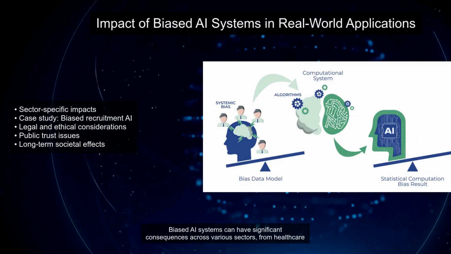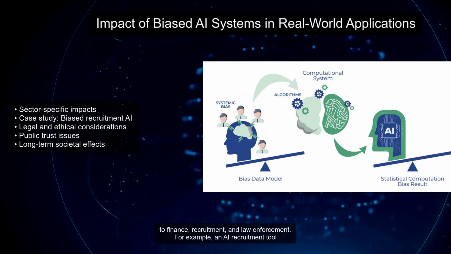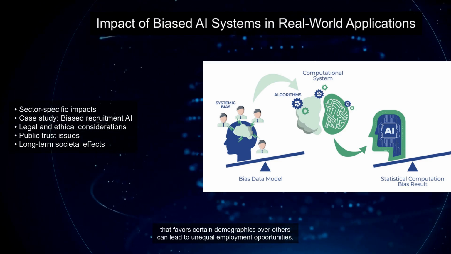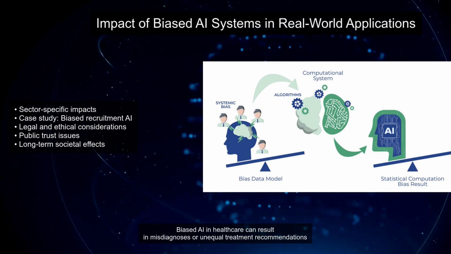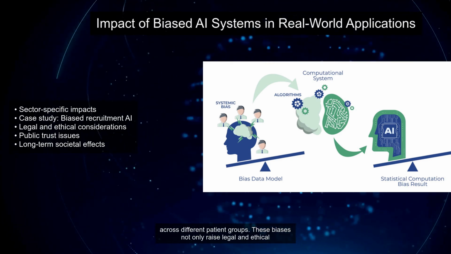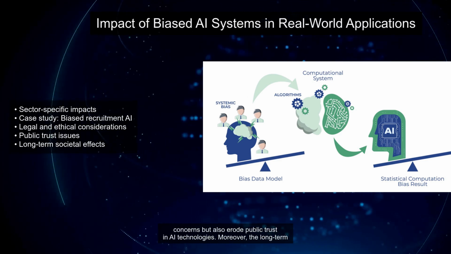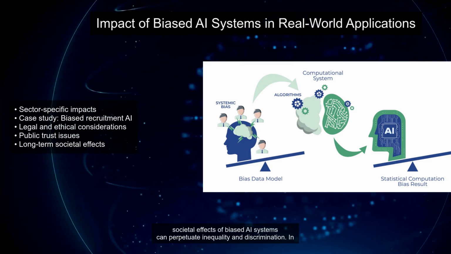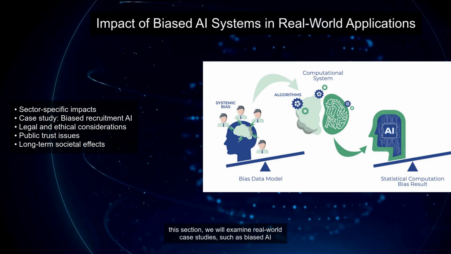Biased AI systems can have significant consequences across various sectors, from healthcare to finance, recruitment, and law enforcement. For example, an AI recruitment tool that favors certain demographics over others can lead to unequal employment opportunities. Biased AI in healthcare can result in misdiagnoses or unequal treatment recommendations across different patient groups. These biases not only raise legal and ethical concerns but also erode public trust in AI technologies. Moreover, the long-term societal effects of biased AI systems can perpetuate inequality and discrimination.